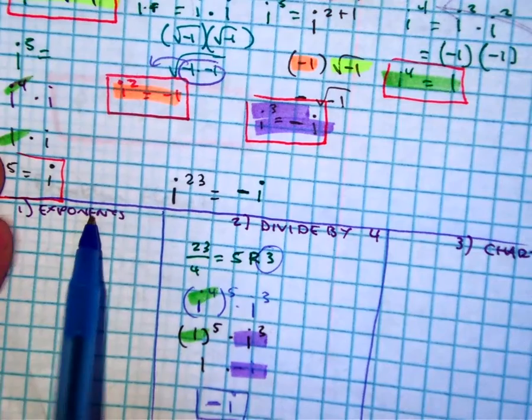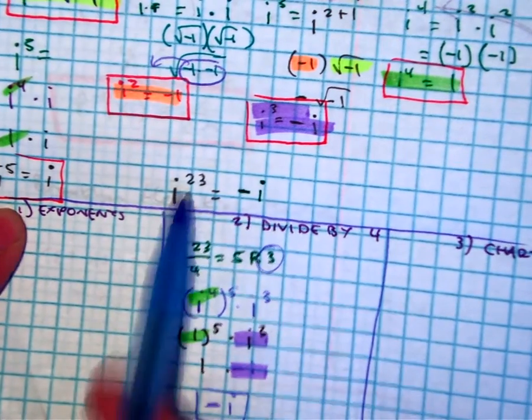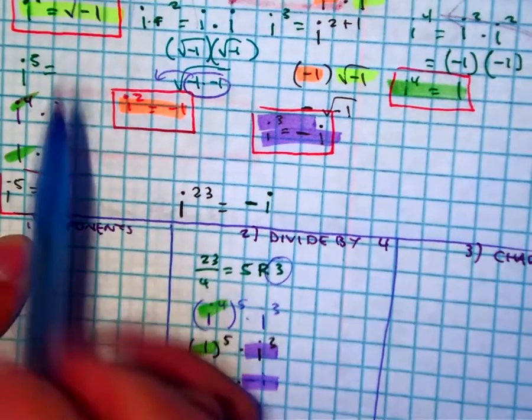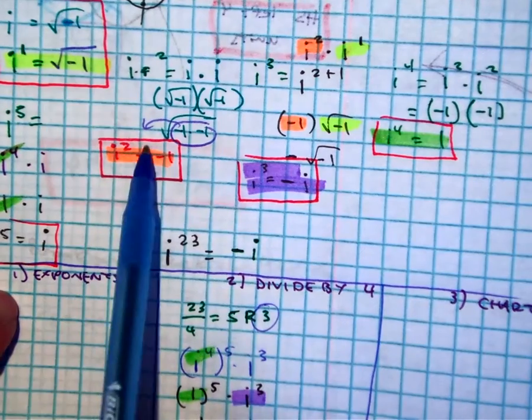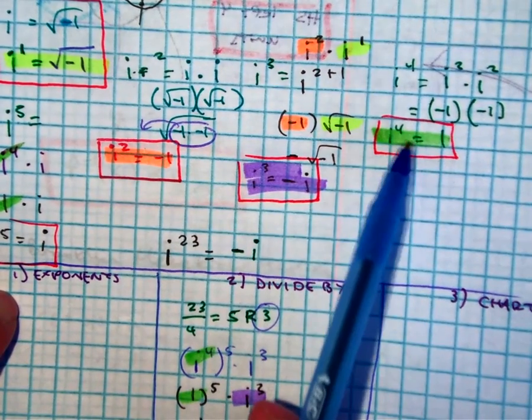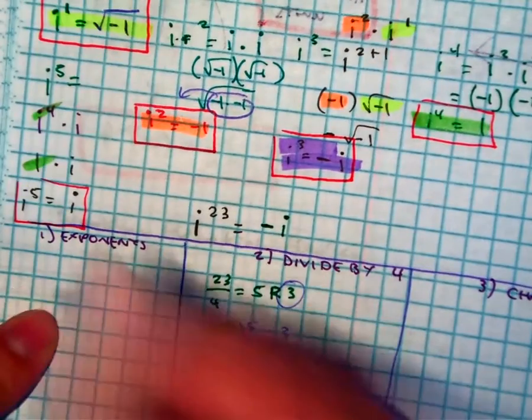Basically, I just showed you exponents here. I want to work with the easiest one here, either i to the 1st, i to the 2nd, i to the 3rd, or i to the 4th. i to the 4th is the easiest one to work with.